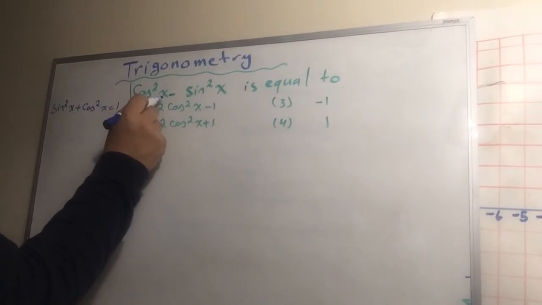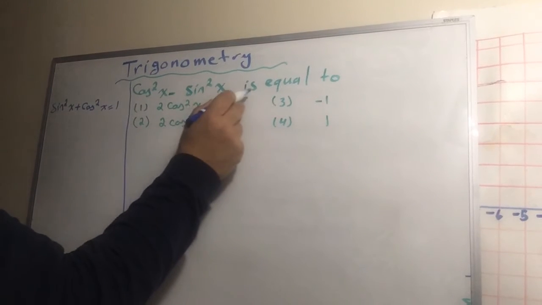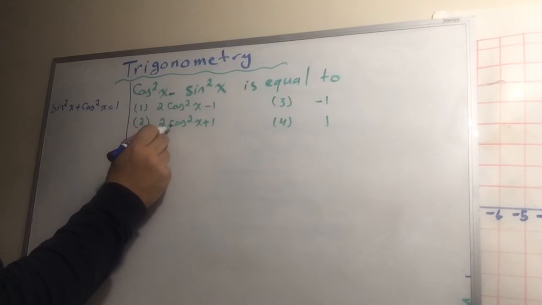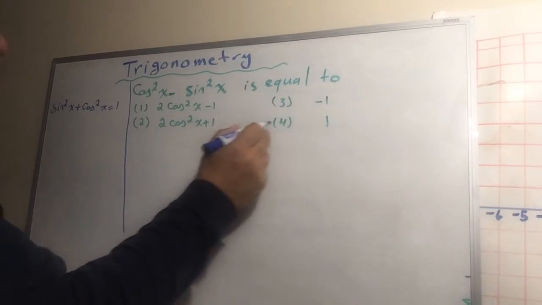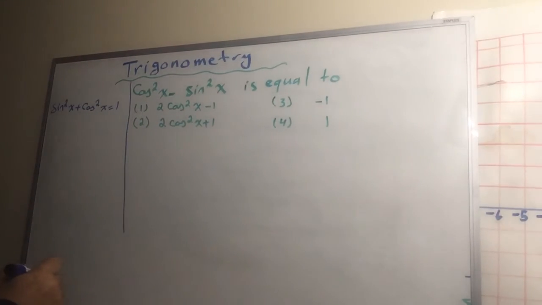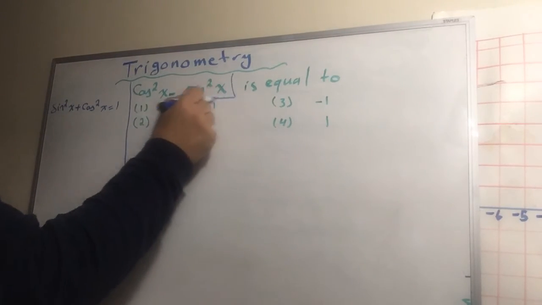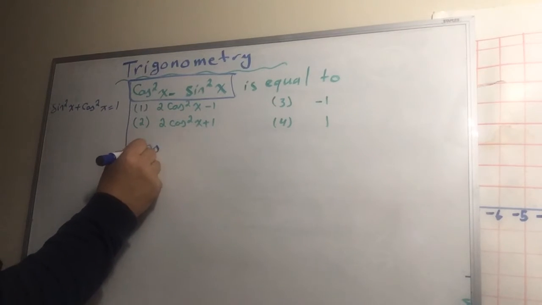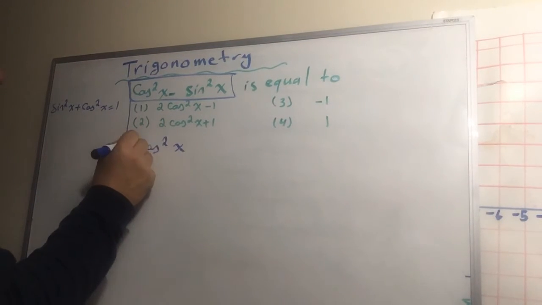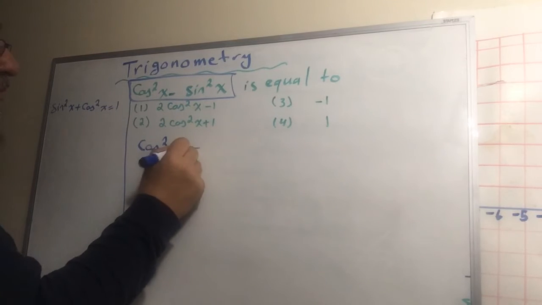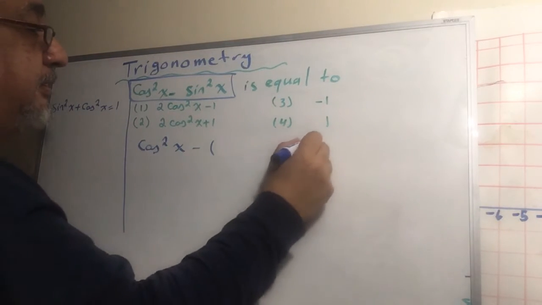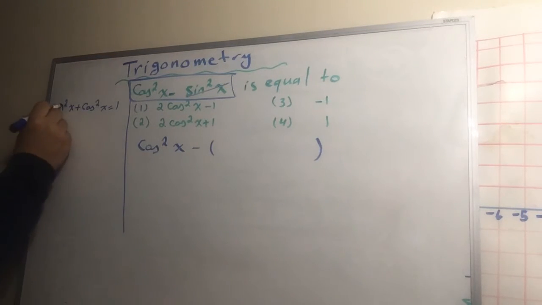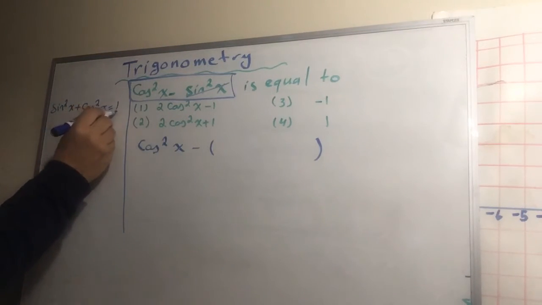Cosine square of x minus sine square of x is equal to 2 cosine square of x minus 1, or 2 cosine square of x plus 1, or negative 1 or 1. We have here cosine square of x minus, and we can replace sine square of x. Sine square of x plus cosine square of x equals 1.